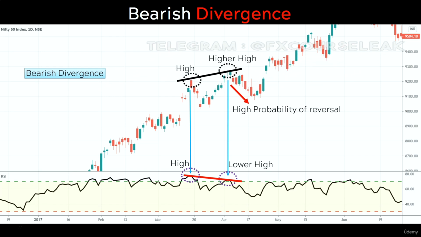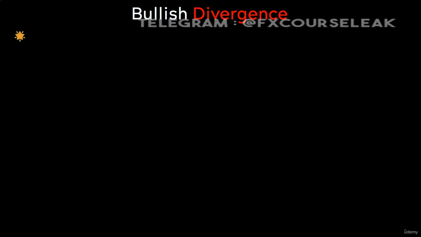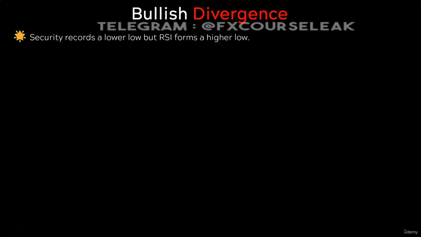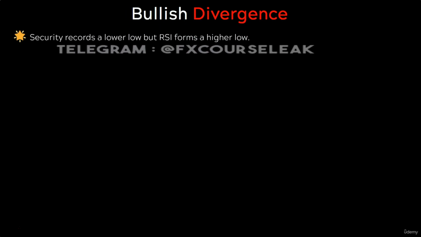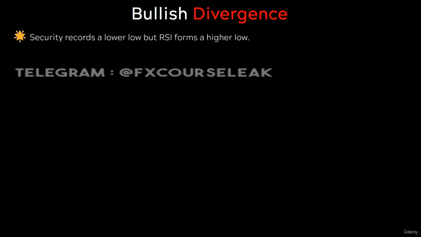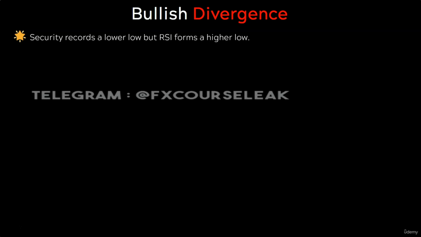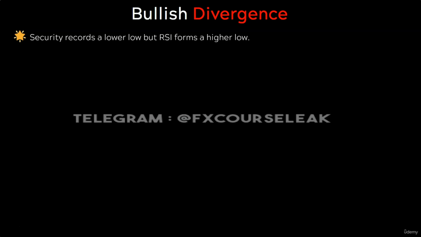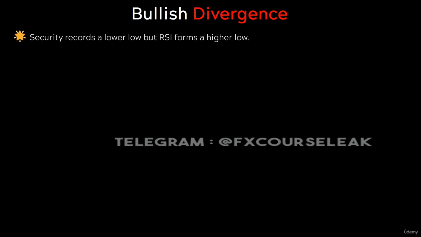Next friends, opposite of this divergence is bullish divergence. So in case of a bullish divergence, the momentum shifts upwards in due course of time. That is, in case of bullish divergence, the price will make a lower low while RSI makes a higher low.